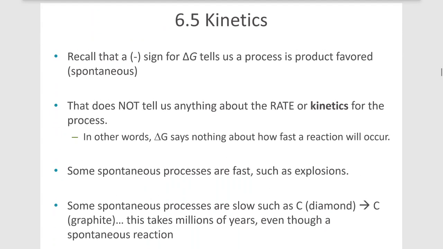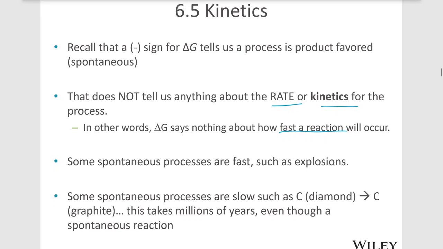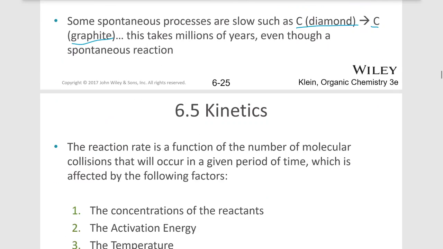So recall that a negative sign for delta G tells us a process is product favored or spontaneous. Okay, that does not tell us anything about the rate or the kinetics for the process. It doesn't say anything about how fast a reaction will occur. So some spontaneous processes are fast, such as explosions, and some are slow, such as carbon in the form of a diamond going to carbon in the form of graphite. And this takes millions of years, even though it is a spontaneous reaction.